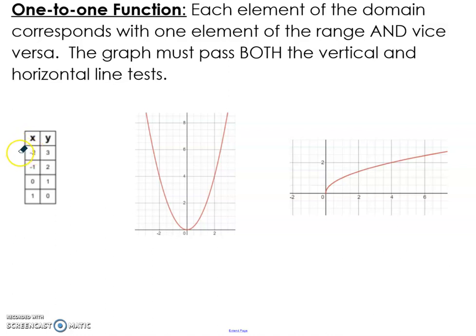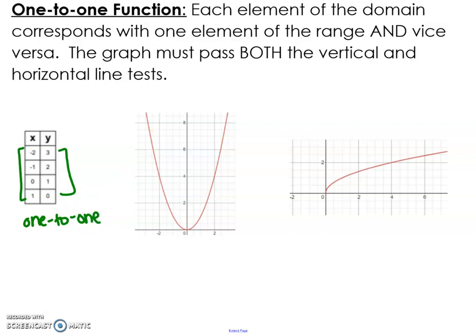So I can check here, looking at the x's, none of the x's are repeating. -2, -1, 0, 1. Perfect. If we're looking at the y's, 3, 2, 1, 0, they don't repeat. So since the x's don't repeat and the y's don't repeat, this would be a one-to-one function.